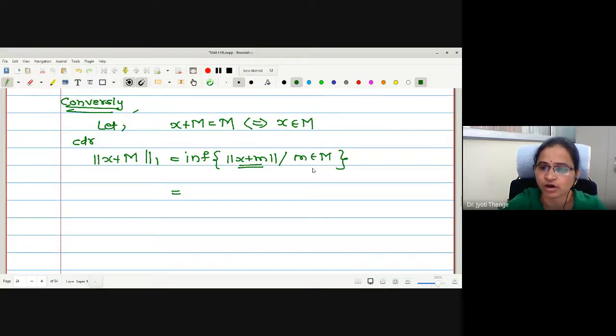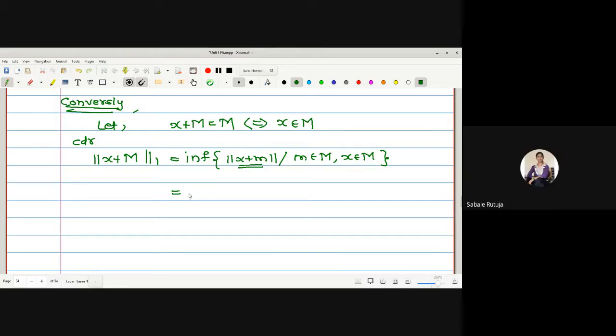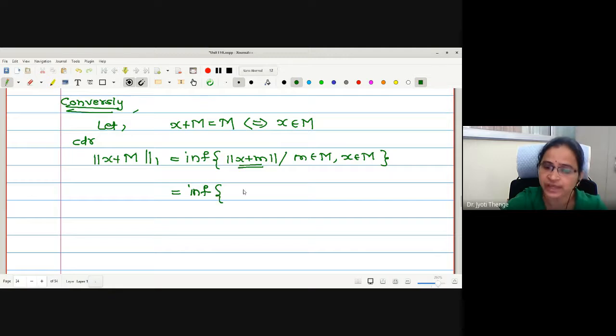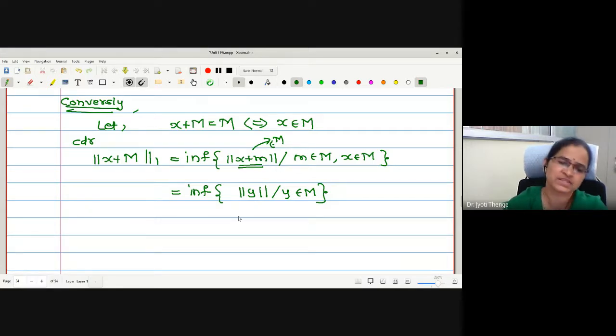Now, I will just add a point here so that it will be easier for you. Can I write x in M here? Now m is in M, x is in M. What about x plus m? It is in M again. Therefore, this is actually the infimum of an element of the type norm y, where y is in M. This is an element of M again.